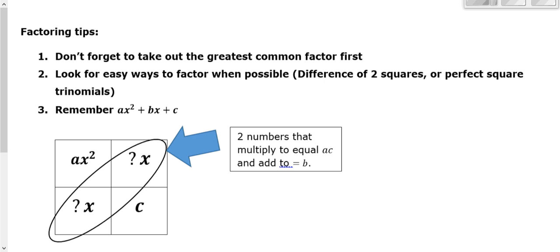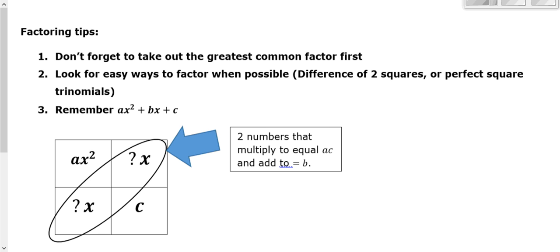So here's some factoring tips. As you're preparing for your test, don't forget to take out the greatest common factor first. It's okay if you don't take it out first, but it always makes it easiest if you do. Look for easy ways to factor when possible, such as the difference of two squares or perfect square trinomials.